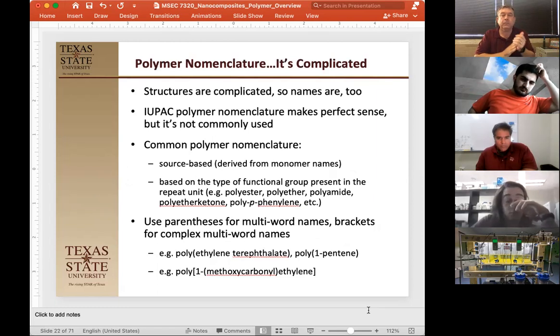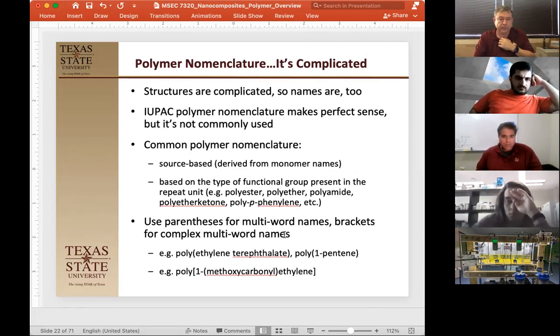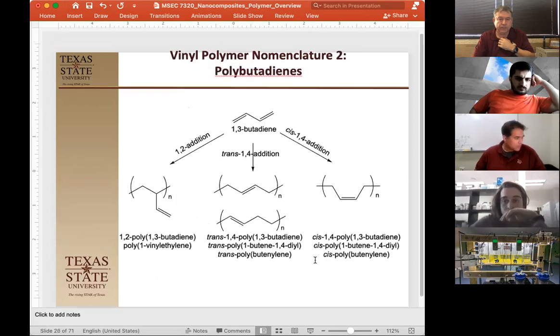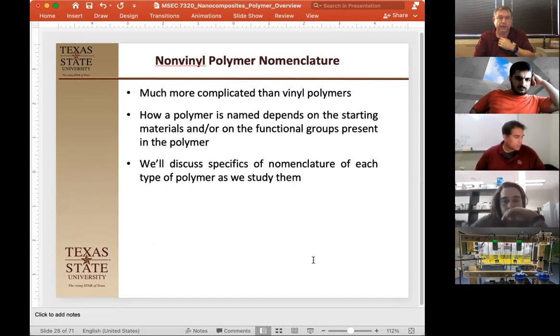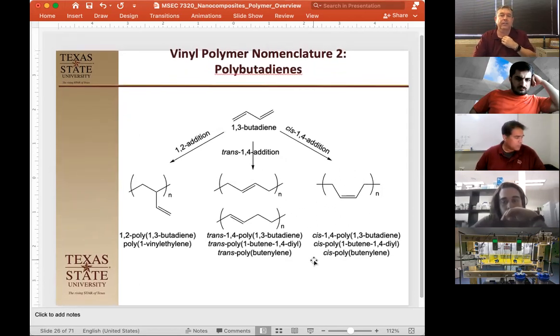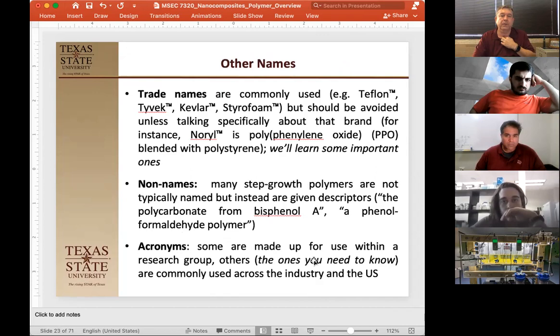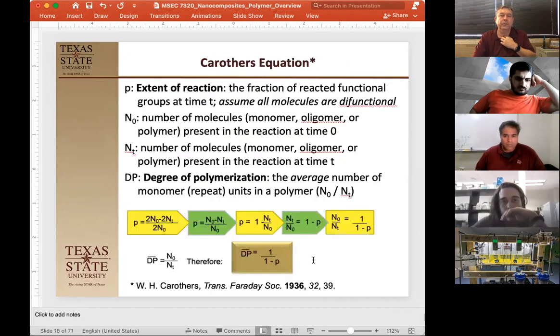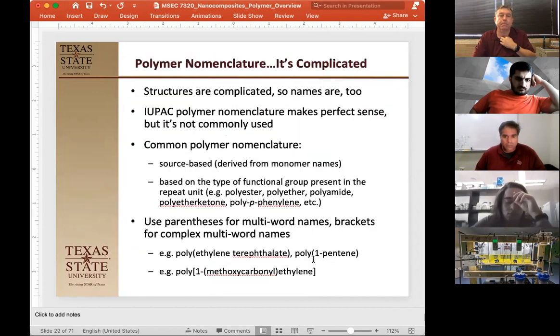Okay, so let's see, I think this is actually kind of long. Okay, I'll start with this and we'll continue on this on Thursday. Actually, let's start polymer nomenclature next time.